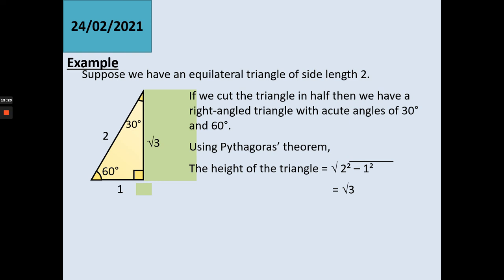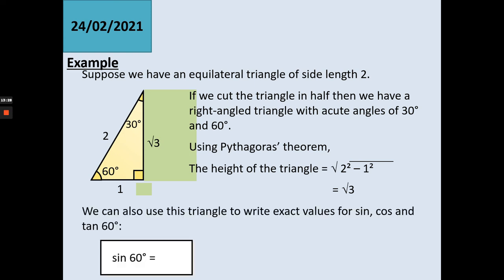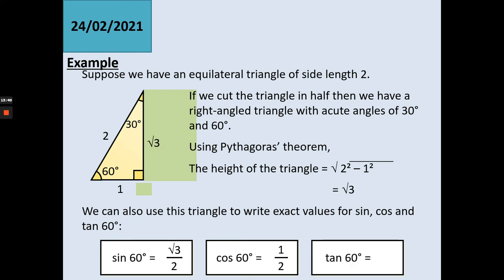The next one we can do is the 60 degrees. So we do exactly the same with the 60 degrees. Sine, opposite over hypotenuse, root 3 over 2. Cos, exactly the same, it's adjacent over hypotenuse. So the adjacent is 1 over 2, so it's a half. And then the tan is opposite over adjacent, so that's root 3 over 1, which would just be root 3. Okay, so we've got that now.